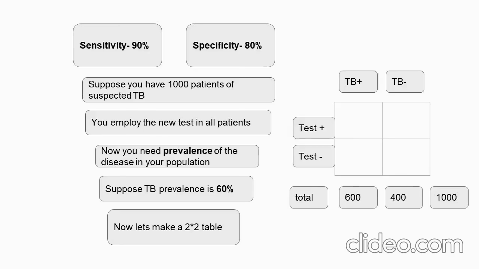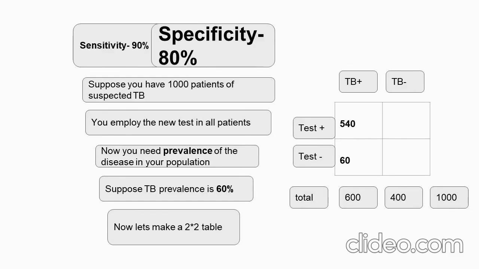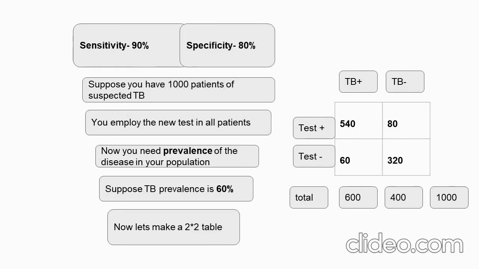As the sensitivity of the test is 90%, out of the 600 tuberculosis patients, 540 will have the test positive, and the remaining 60 will have false negative results. Similarly, as the specificity of the test is 80%, out of the 400 patients without tuberculosis, 320 patients will have true negative results, and the remaining 80 will be falsely positive for tuberculosis. As seen in the 2-by-2 table, out of 1,000 suspected patients, 620 patients will have positive results for the test, and 380 will have negative results.